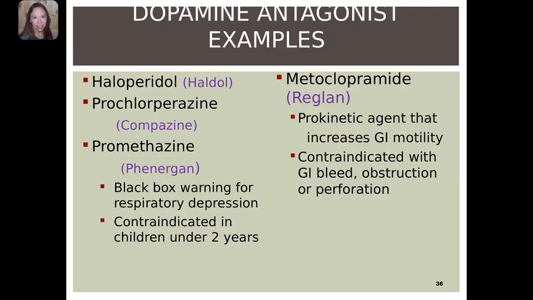This is a prokinetic agent, and it actually increases GI motility. So if we have somebody that has problems with gastric emptying, this is a good product, and it comes in a PO form, and it can help to empty that stomach out so they don't have that full feeling all the time. Reglan is contraindicated with a GI bleed, or if a patient has an obstruction or a perforation. We wouldn't want to be pushing more food down through the GI system if they have these complications.